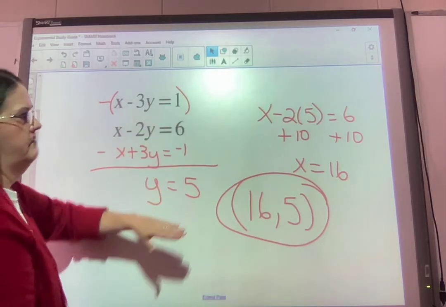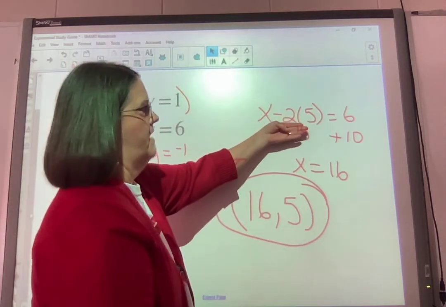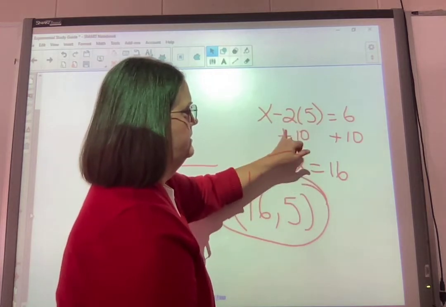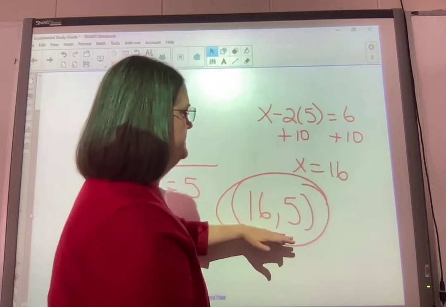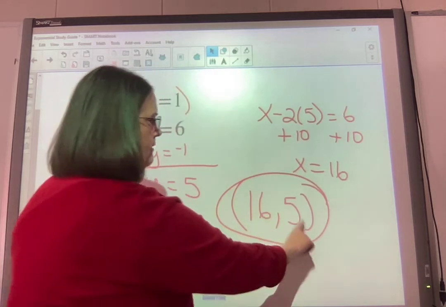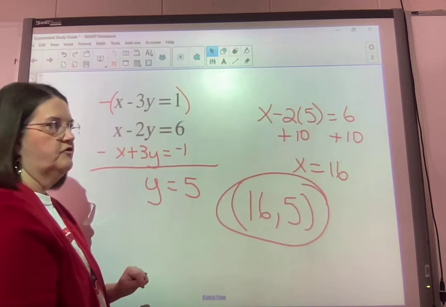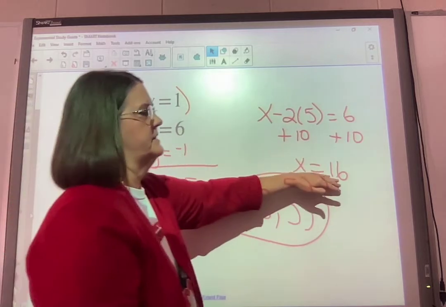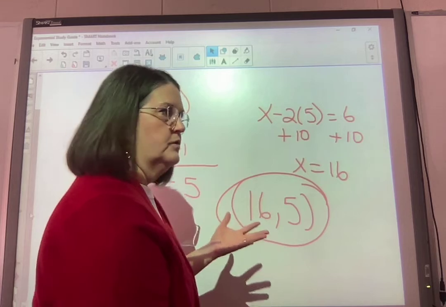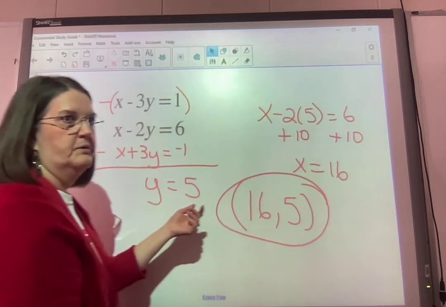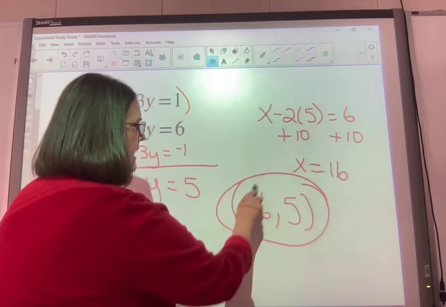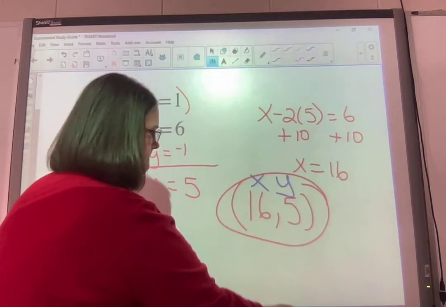So y is 5. Substitute in 5. X minus 2 times 5 is 10. So I add 10 to both sides. That gives me 16. So X is 16 and Y is 5. Be sure you write your answer correctly. Don't write the 5 first and then the 16, because that's what our brain wants us to do. The first one we solve, we want to put it first. But remember, this is a coordinate of points, and the X goes first and then the Y.